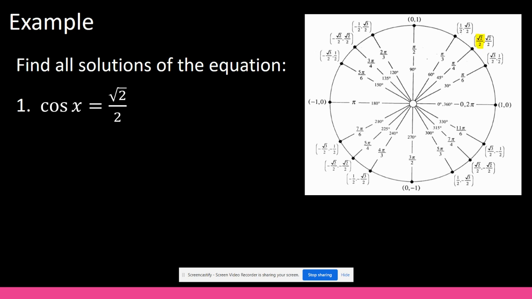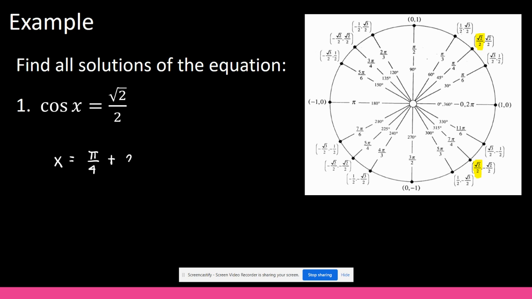So where do I see a positive square root of 2 over 2 first? I see it in the first quadrant, and I see it in the fourth quadrant. So that means that those are the values that we're going to want to use for x. In the first quadrant, that would be an angle value of pi over 4.